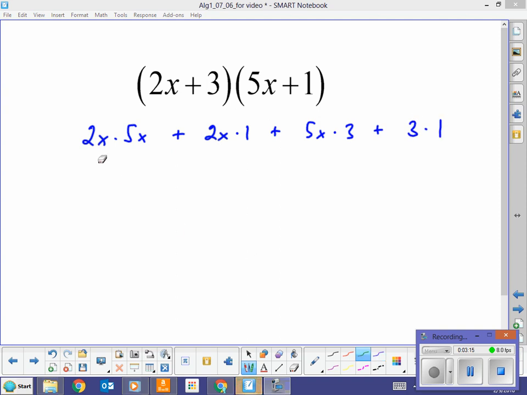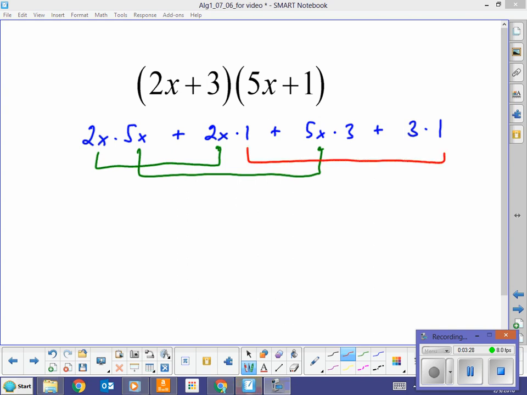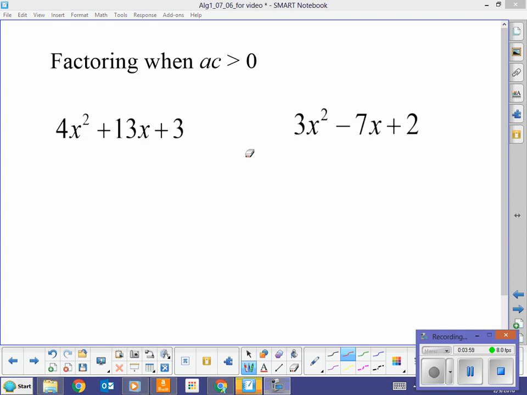So you can see what's happening here is that each of these appears twice. 2x appears here and here, and then 5x appears here and here. The 1 is here and here, and then the 3 is here and here. So when we do this type of factorization, we have to come up with factors that will work in two different cases. It has to work here, and it has to work in combination with this one, in this case, the 5x and the 1. So it's a matter of guessing and checking. But as you do this, you're going to get better at it. So let's look at some examples.